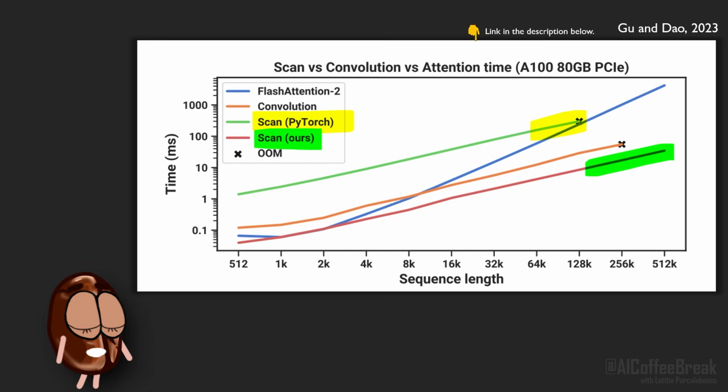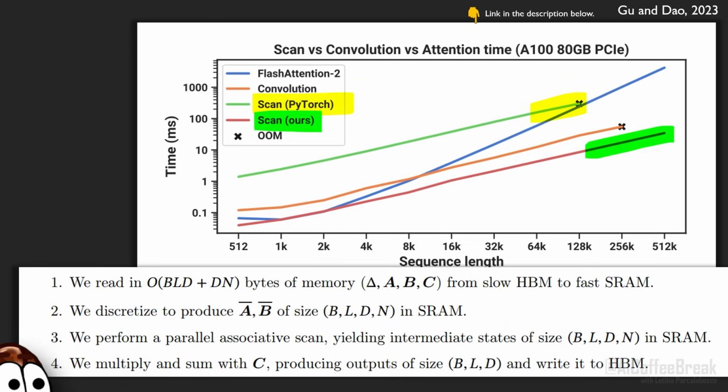But more than these scan algorithms that compute things efficiently, one needs a hardware-specific implementation that computes and stores things in the right type of GPU memory, because, see, in pure PyTorch, this scan is slower. So to make it fast, the authors read delta, A, B, and C from slow HBM GPU RAM to fast GPU SRAM. They do the discretization of A and B in SRAM. Then they also perform parallel associative scanning in SRAM, multiply with C, and write the result back to HBM.